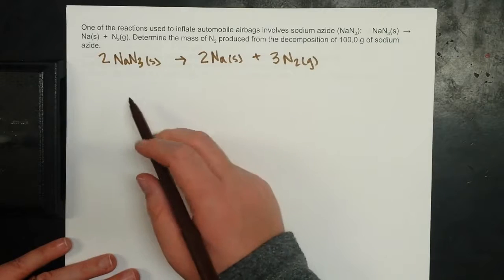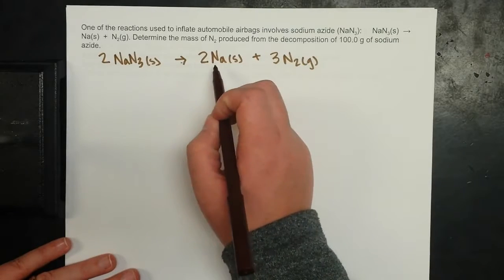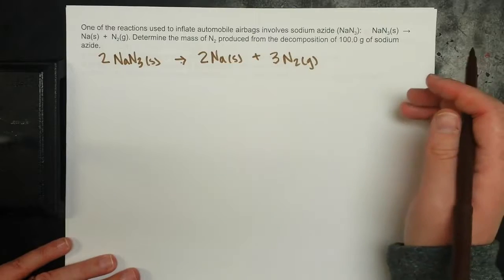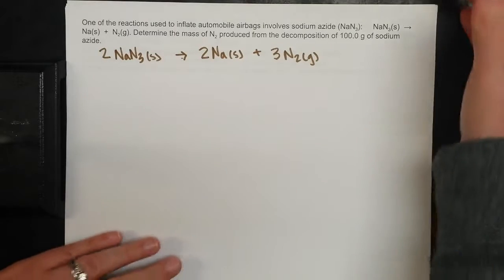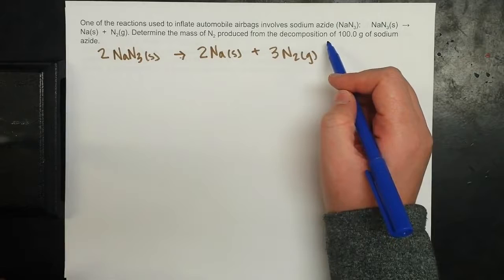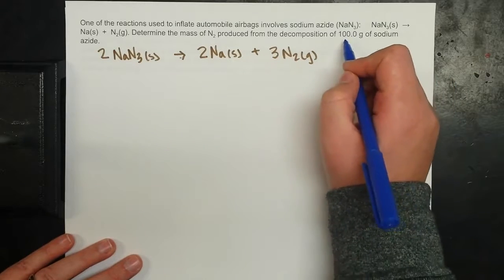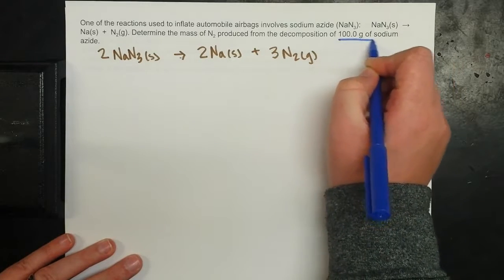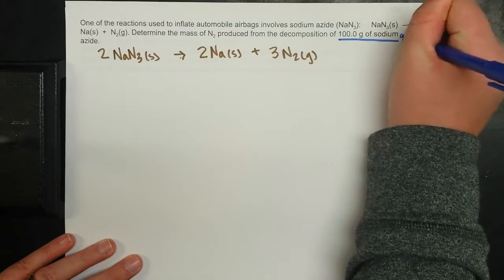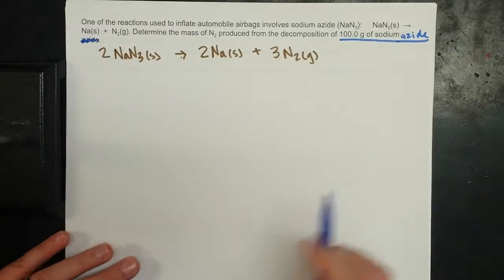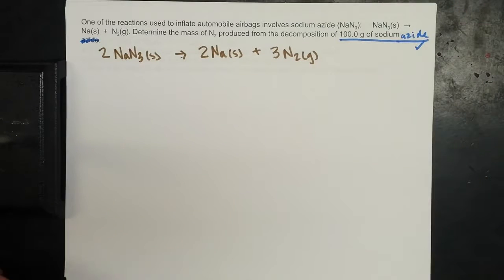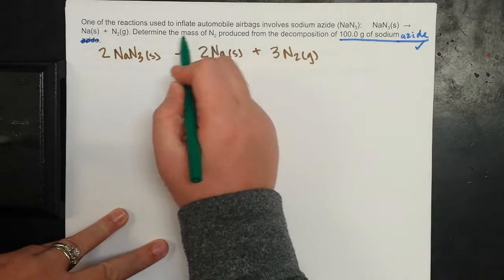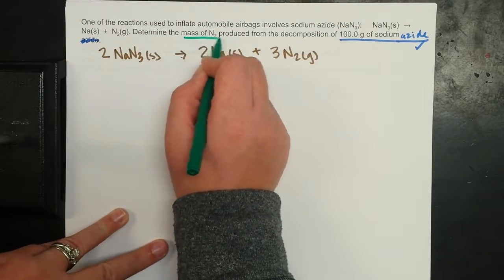So I've got 2 moles of sodium azide will decompose into 2 moles of sodium and 3 moles of nitrogen gas. Now let's look back at the problem. It says determine the mass of N2 produced from the decomposition of 100 grams of sodium azide. So I've got number, unit, substance. Go ahead and scratch that out. So this is what I know, and I'm asked to find the mass of nitrogen produced.